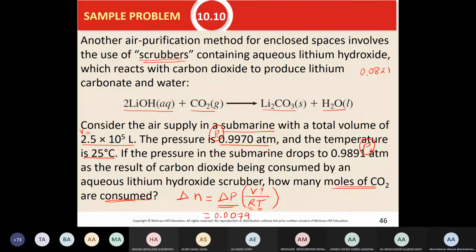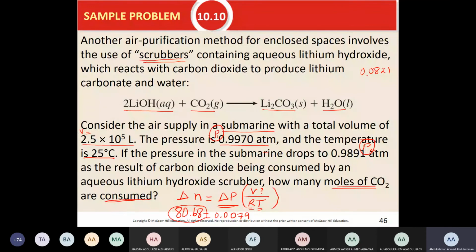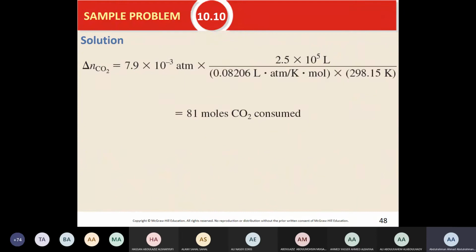All right. What's delta n in this case? Give me the value for delta n. 80.68. Who got the same answer? Me. So how much of CO2 has been consumed? 80.68 liters. I hope this is the correct answer. 81, yes. The answer is 81. So yes, this is the correct answer. Good. Do you know how to do this also? Is it easy?